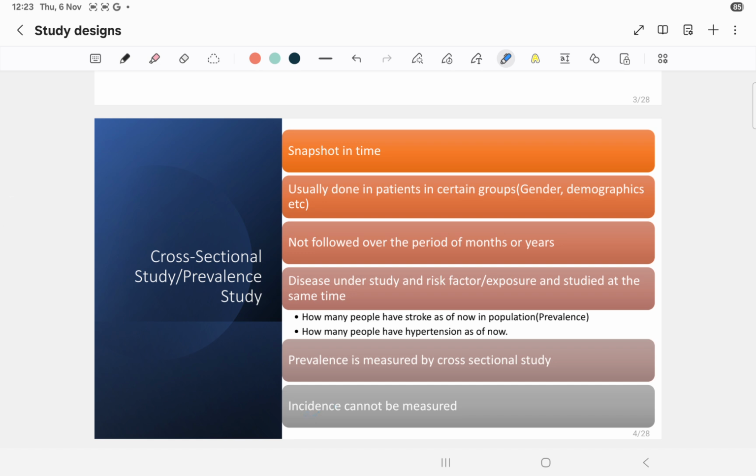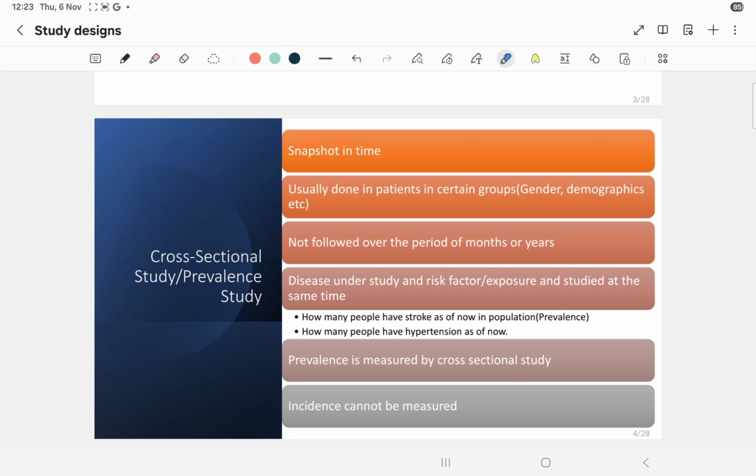This means you will collect the data from the real world population in the present. You will not go back in time to check for exposures and you will not go forward in future to see if the disease develops. You will just collect the data as such from the real world population in the present. In these kinds of studies, patients are not followed up over a period of months or years, and the disease under study and the risk factor or exposure are studied at the same time. You will try to make an association from the data gathered about the risk and the disease.